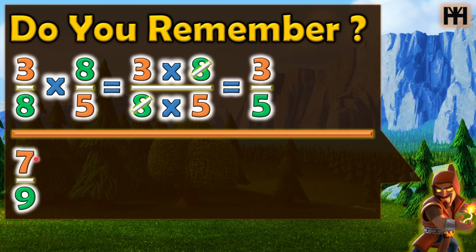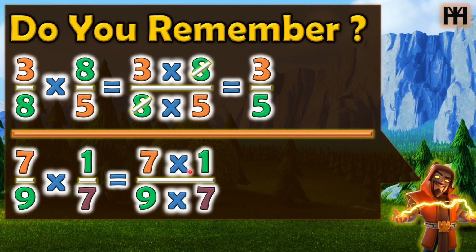Okay, let's say we have 7 over 9 divide 7. So 7 here is the same as 7 over 1. And let's flip them. So it's 7 over 9 times 1 over 7. So 7 times 1 and 9 times 7. So these two 7s, they can be cancelled together. So it will be 1 over 9.